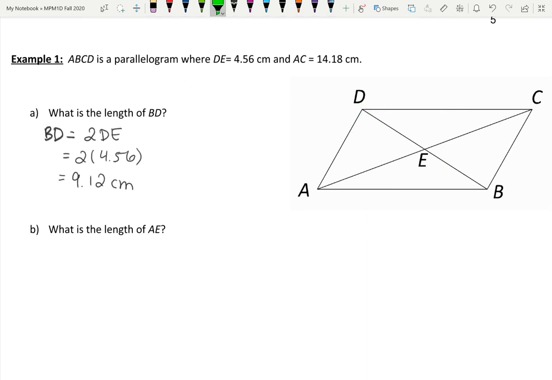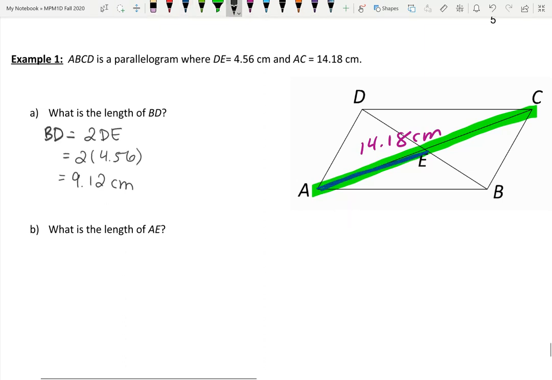What is the length of AE? So AE is half the length of AC. Okay, so we're given that AC is 14.18 centimeters. AE would just be half of that. So AE is equal to AC divided by 2, which is equal to 14.18 divided by 2, which is equal to 7.09 centimeters.